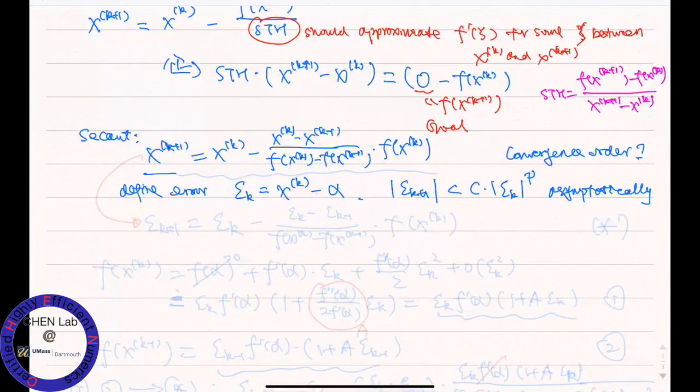So remember, this is our scheme. We need to study epsilon, the error. If I subtract alpha from both sides of the equation, I get epsilon k plus 1 equal to epsilon k minus (x_k minus x_{k-1}), which is the same thing as epsilon k minus epsilon k minus 1, because they each have minus alpha in them and they cancel with each other, divided by f(x_k) minus f(x_{k-1}), times f(x_k). This equation is coming from that equation.